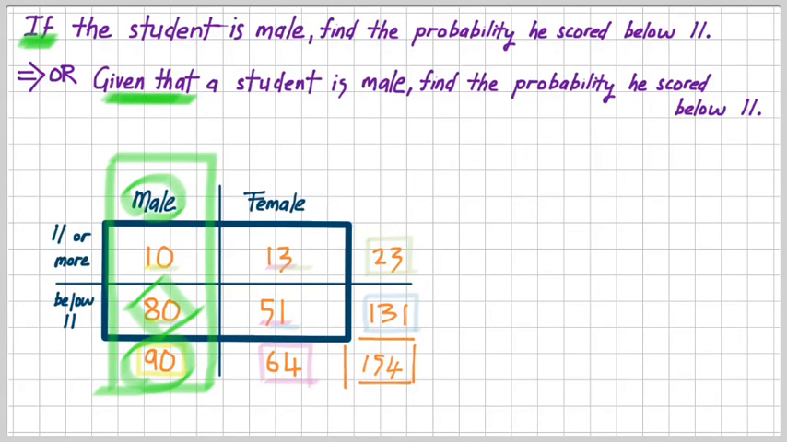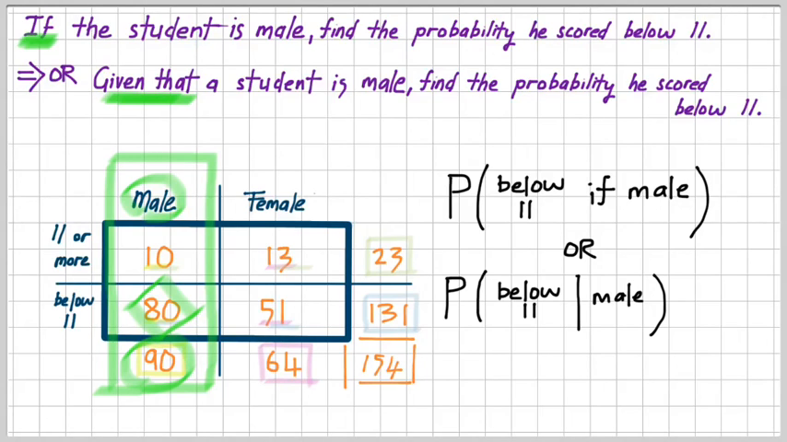So in terms of what we're going to calculate, we're going to calculate the probability of a score below 11 if the student is male. So again, we're looking at that 80 out of the 90 for all the males in this group. Or we could rewrite it as probability of below 11 given that the student is male. So that vertical line you see in the middle there, just underneath the or, that means given that. So again, these two statements mean the same thing, just like the two sentences above mean the same thing as well. So let's go through the calculation.